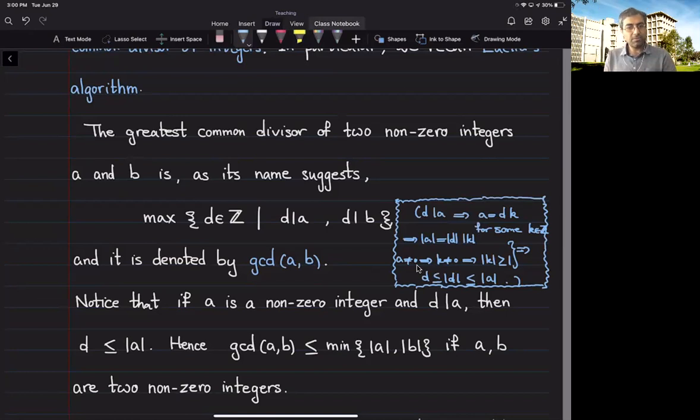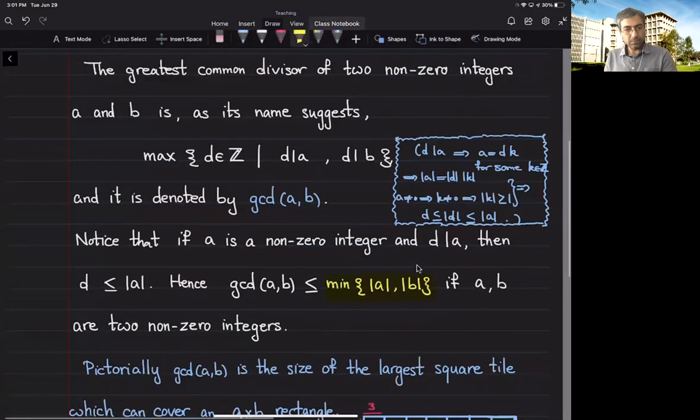Now, assuming that at least one of these integers, a or b, is non-zero, we deduce that the set of common divisors of a and b has an upper bound of the minimum of the absolute value of a and absolute value of b, and therefore it has a maximum. And the maximum is called GCD. So GCD of a and b is an integer which is at most the minimum of the absolute value of a and absolute value of b.